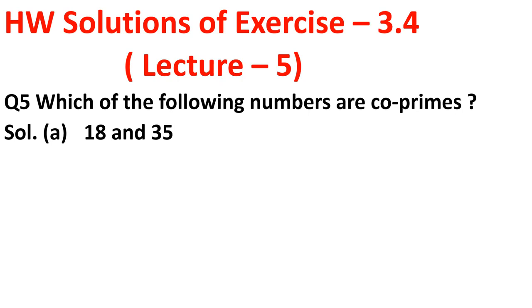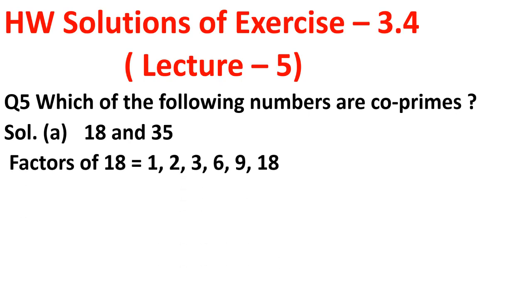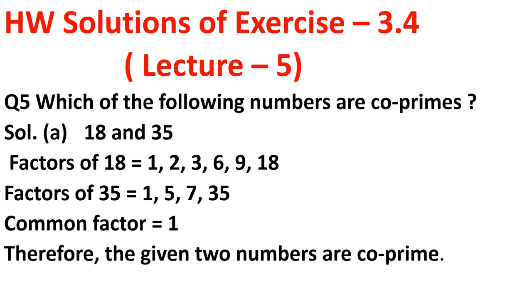18 and 35. Find out the factors of 18. Factors of 18 are 1, 2, 3, 6, 9 and 18. Factors of 35: 1, 5, 7 and 35. Now see which factor is common in both. You can see only 1 is common. So if only 1 is the common factor, the given numbers are co-prime numbers.